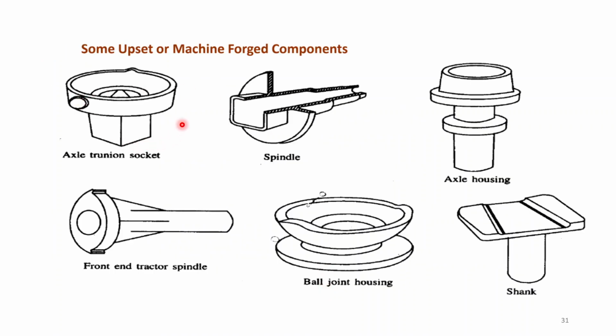Now these are some upset or machine forged components: axle, trunnion, socket, spindle, axle housing, front end tractor spindle, ball joint housing, and shank.